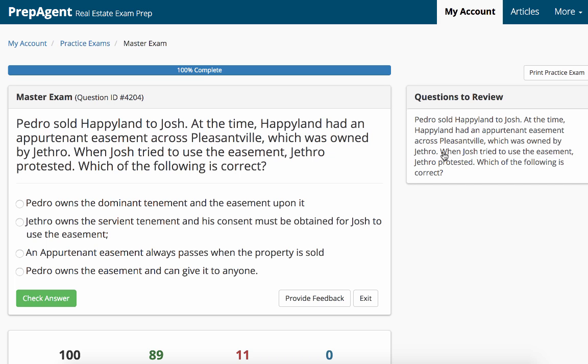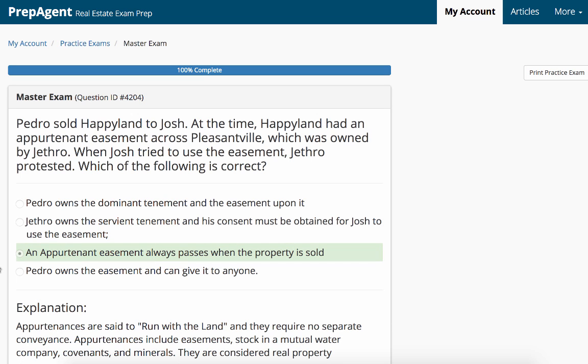Pedro sold Happy Land to Josh. An appurtenant easement always passes when the property is sold. Okay, so I guess I have a question. So the appurtenant easement, that's the one. I had my vocabulary words, and I had appurtenances run with the land, and then I had appurtenant easement was the right to use the neighbor's land, to cross the neighbor's land. One and the same. They don't contradict each other.